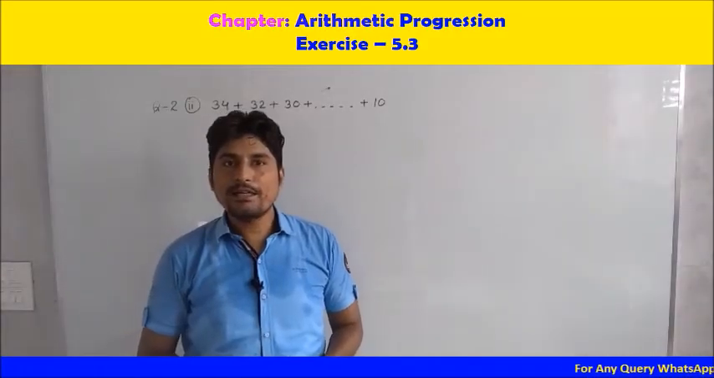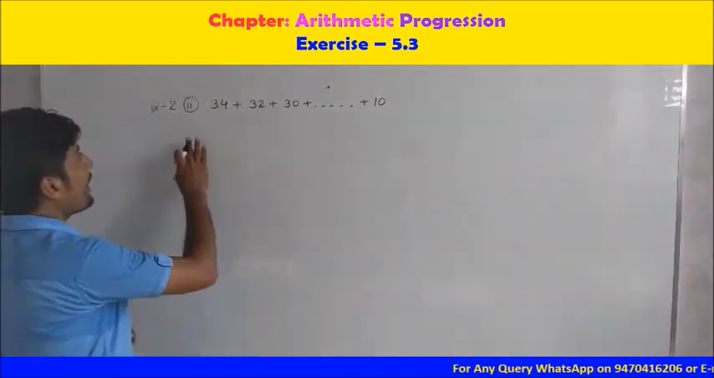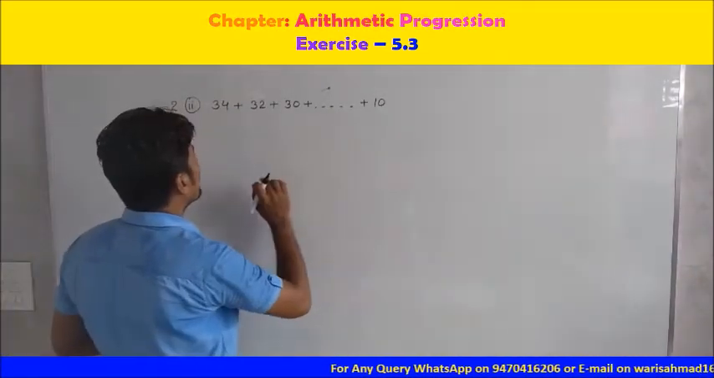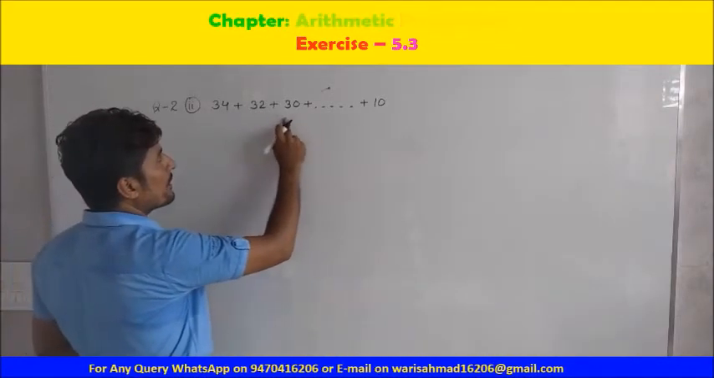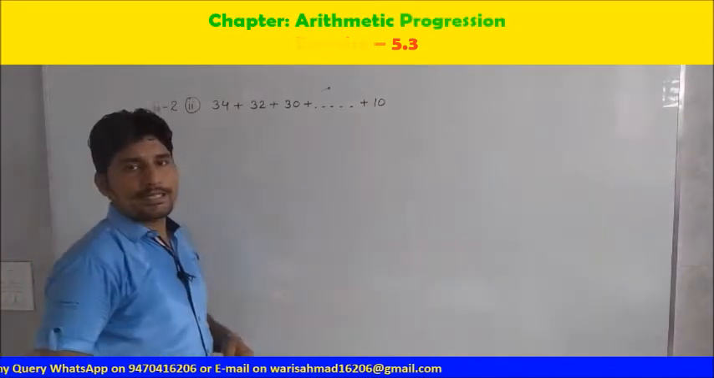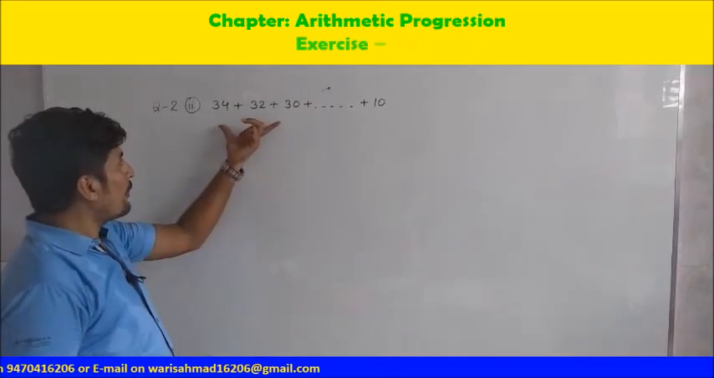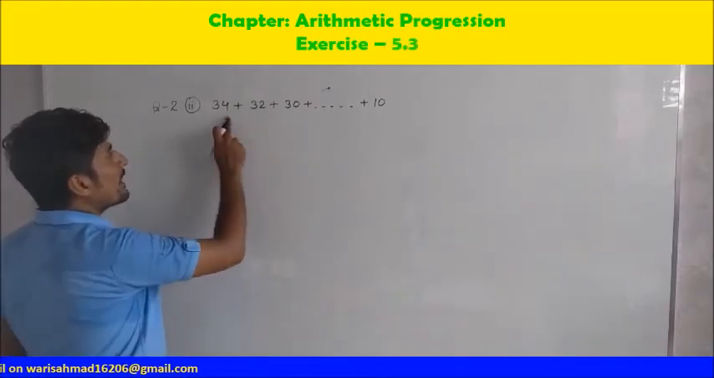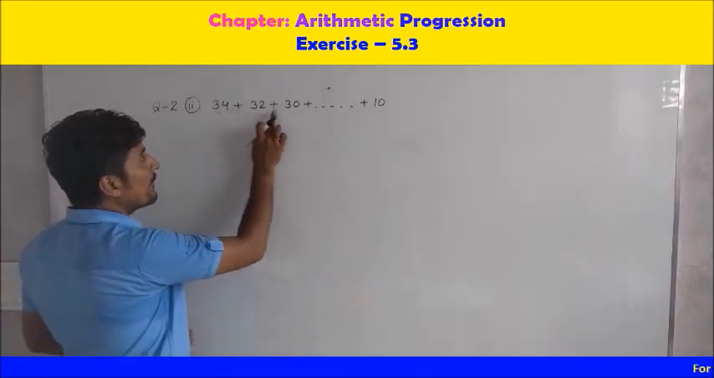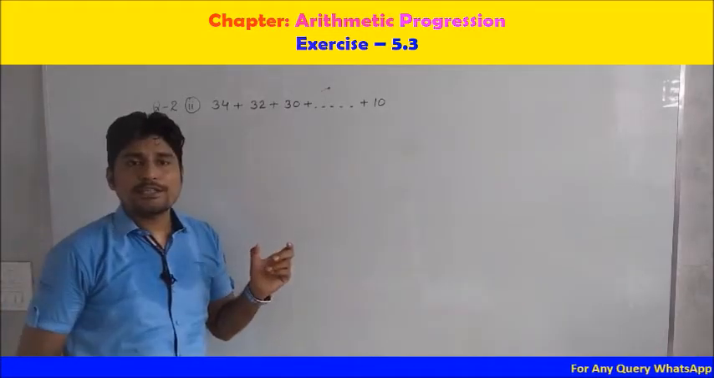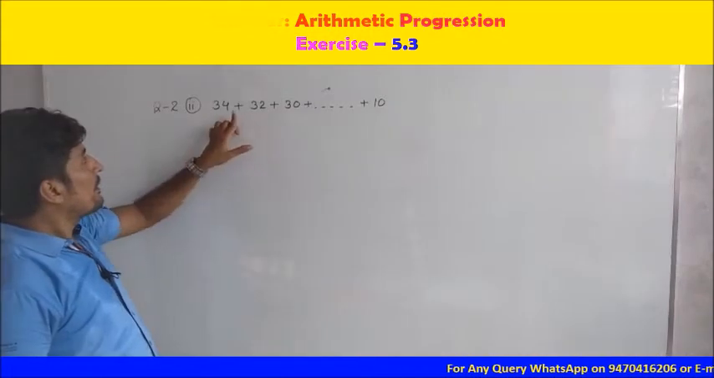Exercise 5.3. Let us see the second question. Find the sum of the following. We have to find the sum of 34 plus 32 plus 30 plus dot dot dot till 10. As we can observe, these are given in the form of AP because the difference of any two consecutive terms is a constant.